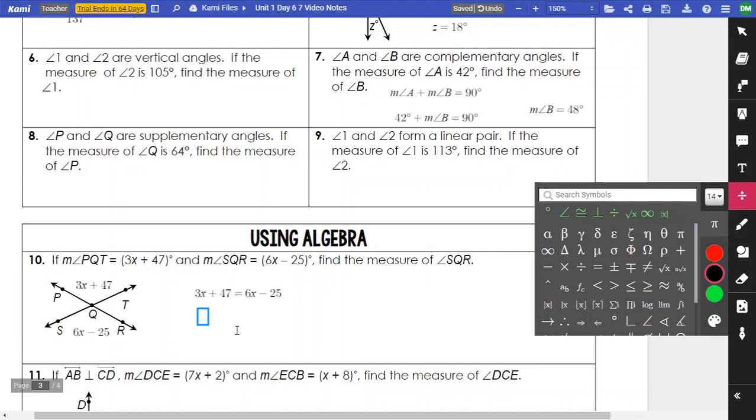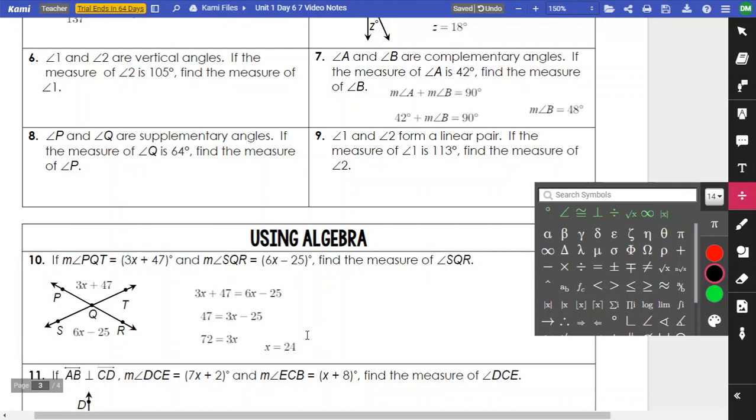So if we subtract 3x from both sides, we get 47 equals 3x minus 25. We want to keep isolating that x, so let's add 25 to both sides. That's going to get us 72 equals 3x. And then finally, we divide both sides by 3 to get x equals 24.